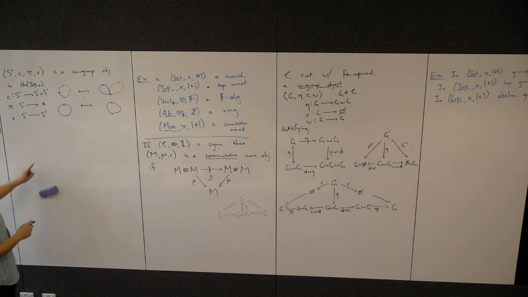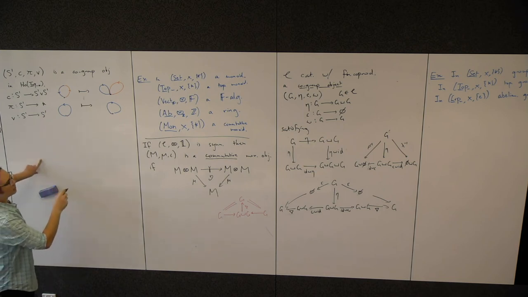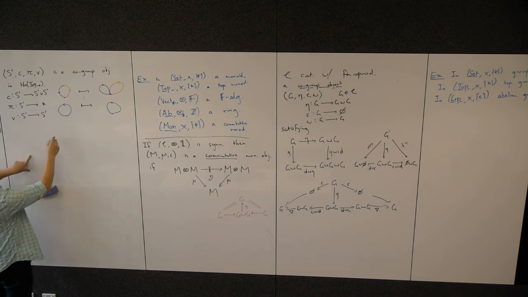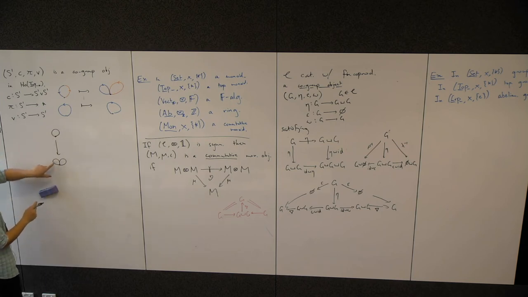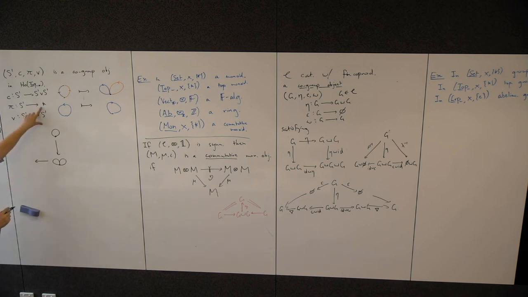If you do the unit one, you want to start from the circle and go to the circle following the, so you do half of this here and half of it here. And then if you go this way, you are doing the co-unit and the identity on the other one.